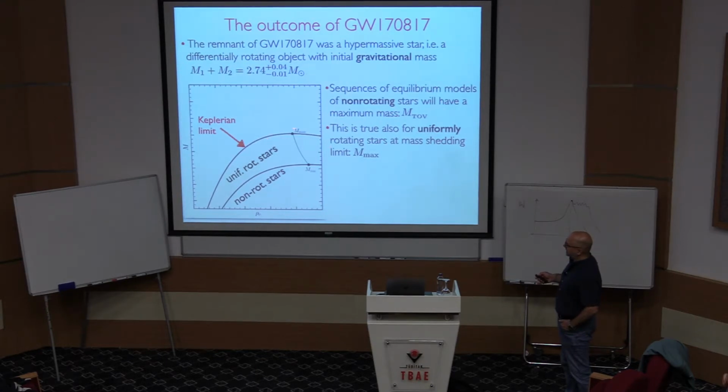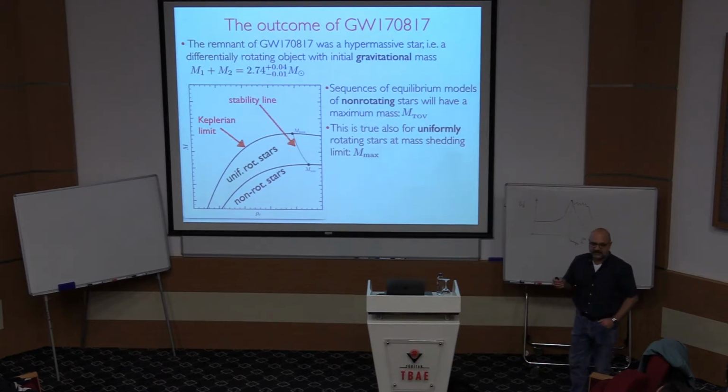And you can see that this limit also has a maximum. And so this is the maximum mass that a star that is rotating uniformly can support. Anything to the right of this max is unstable and will collapse to a black hole. This line over here that joins these two maxima is called the stability line. You can find it numerically or through some approximate criterion. But anyway, it's a line, and anything that crosses this line will produce a black hole.